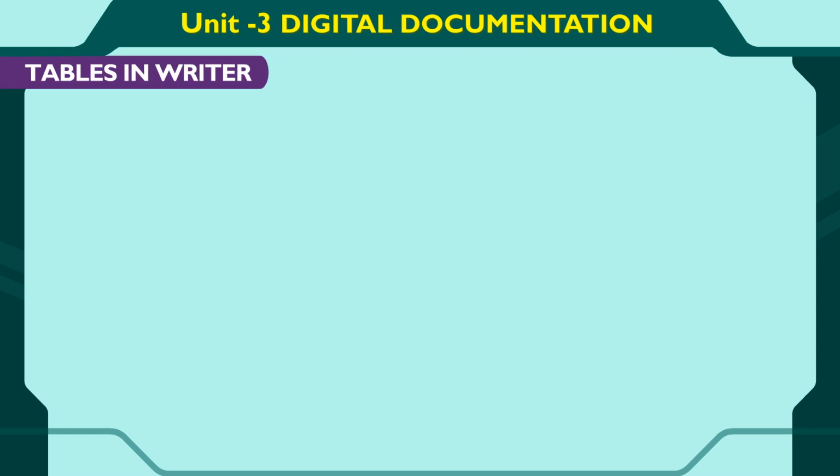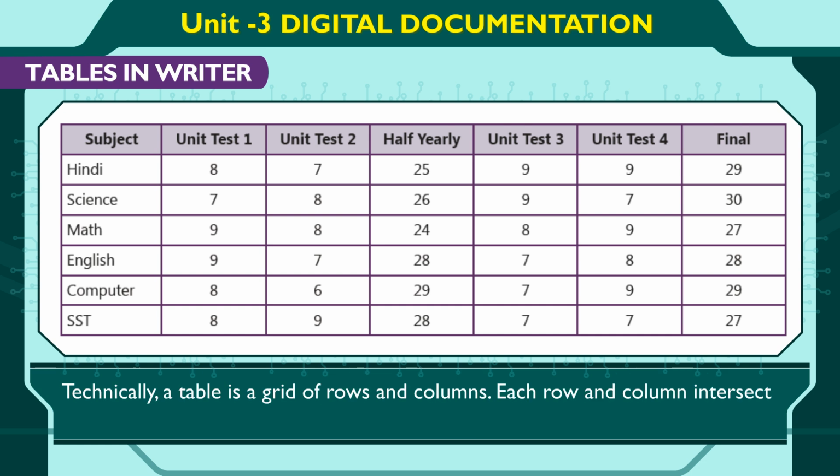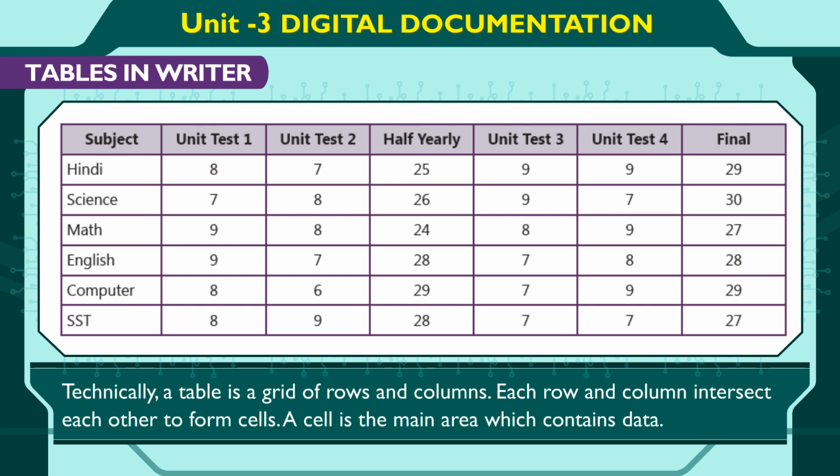Tables in Writer. Tables play an important role in the document. They help us to represent the information in a structured and tabular format. Technically, a table is a grid of rows and columns. Each row and column intersect each other to form cells.